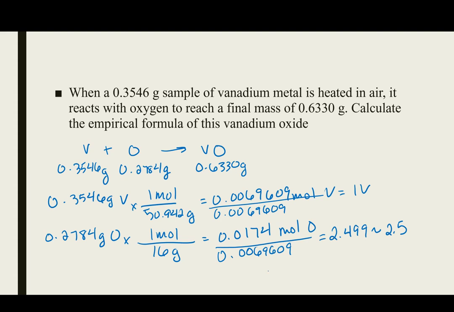So what I have to do at that point, that basically says my ratio is VO 2.5, 1 V to 2.5 oxygens, but empirical formulas are lowest whole number ratios. So to get that to a whole number, we multiply the whole thing by 2. And my final answer for my empirical formula is V2O5.